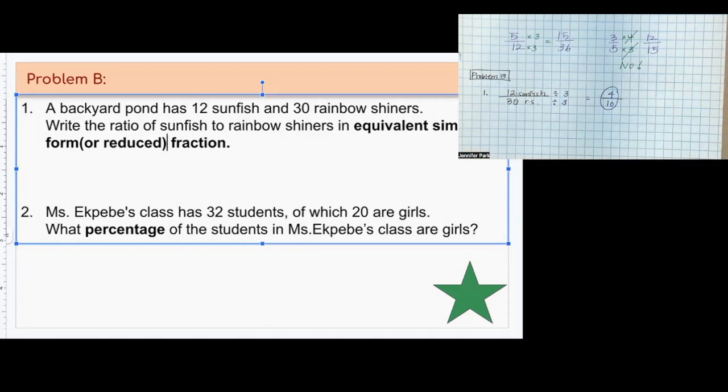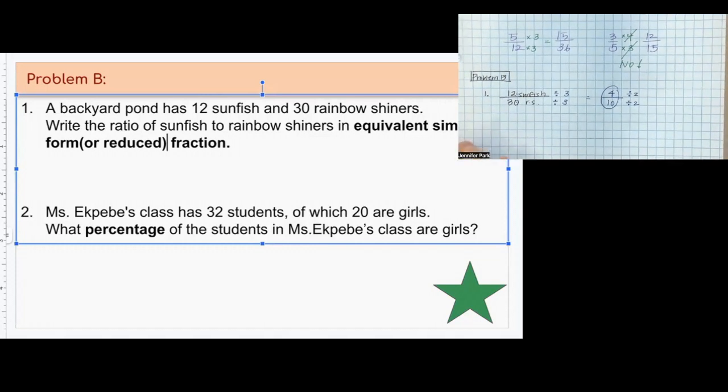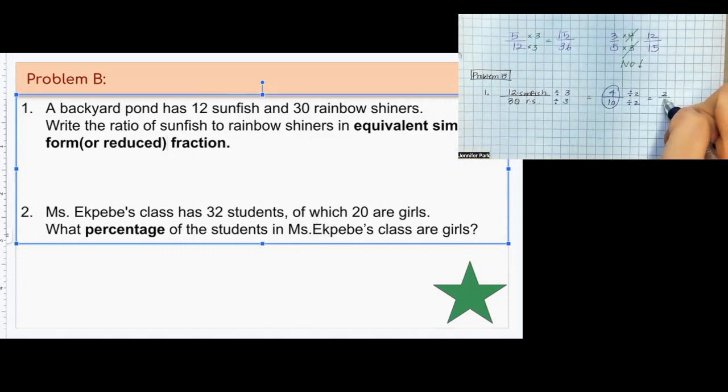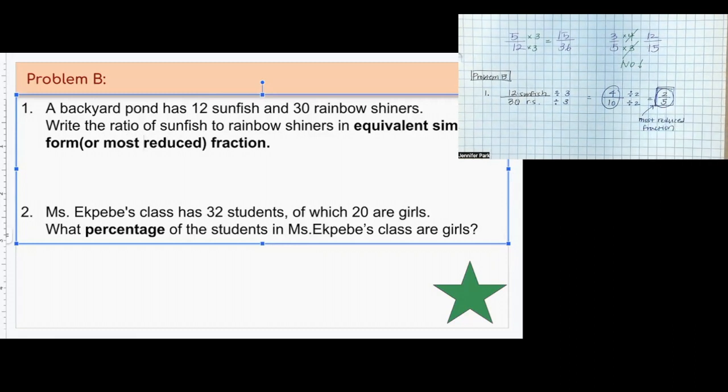So that's one answer. But can you reduce that even more? Yes, you can divide them both by 2, and that's going to be 2 over 5. 2 over 5, that is the simplest, most reduced. I'm going to put most reduced. Simplest form, most reduced fraction. So 2 over 5, I'm going to put a box around it as a final answer.